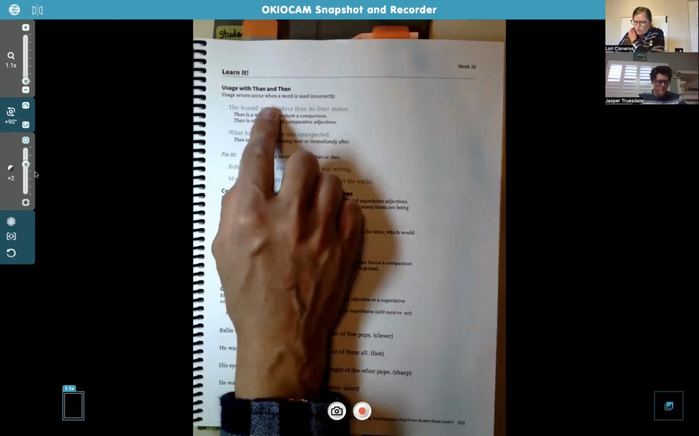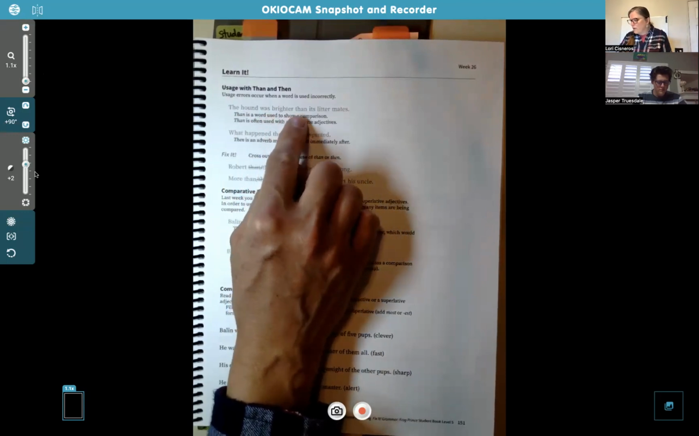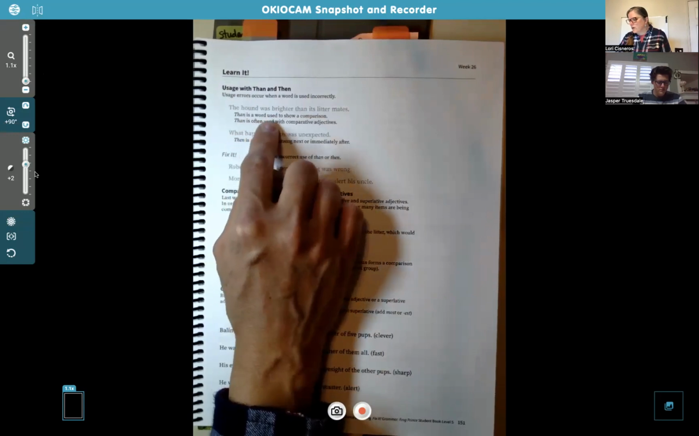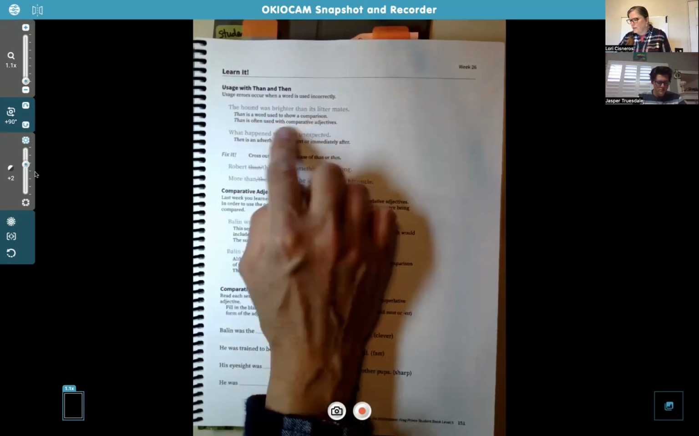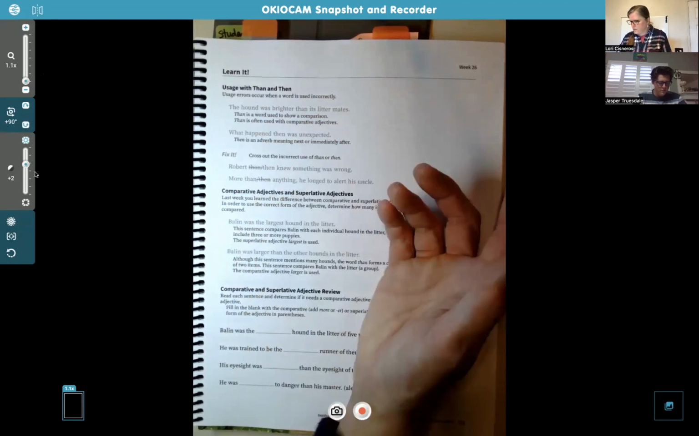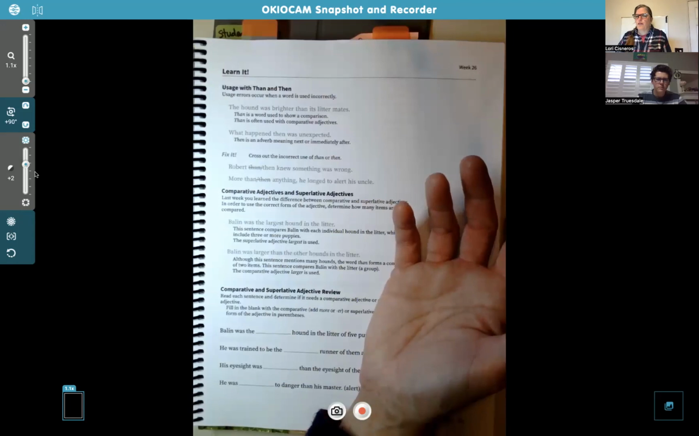Usage errors occur when the word is used incorrectly. The hound was brighter than its litter mates. So than is a word used to show comparison. Than is often used with comparative adjectives. This is pretty easy actually, because it doesn't sound right if you use it wrong, so you can just go by that.